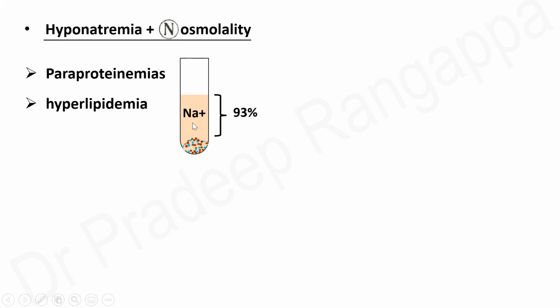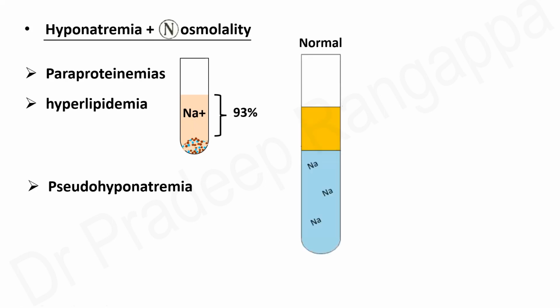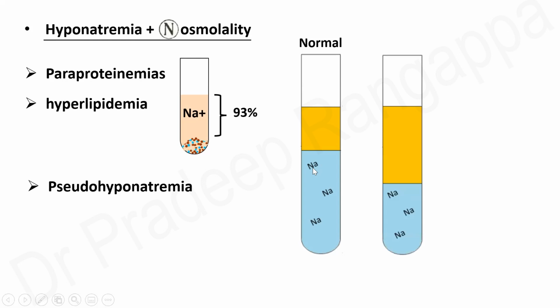So there is a relative sodium deficiency that gets reflected, which is called pseudo. There is no actual sodium deficiency because the water content comes down. Sodium appears to have come down. This is called pseudohyponatremia. So this is another pictorial representation where you are seeing this is normal, where sodium content appears more, but here your proteins have increased or lipids have increased and the sodium appears less. So this is a pictorial representation of how pseudohyponatremia occurs.